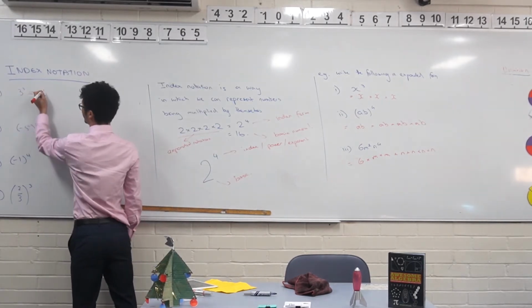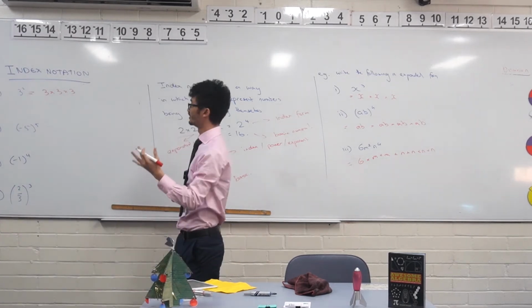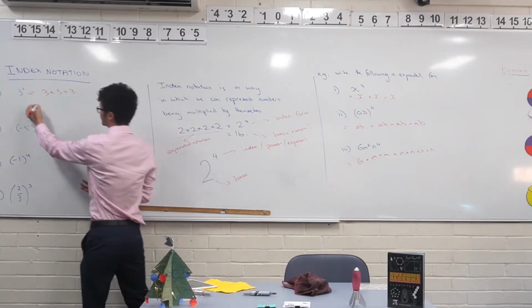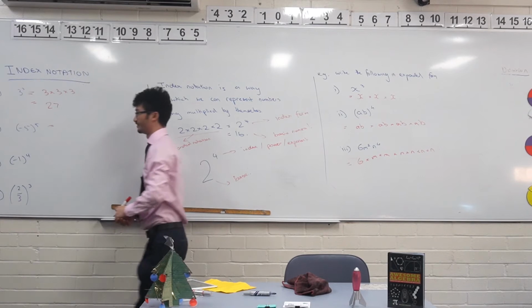So 3 cubed, we know that's 3 times 3 times 3. Remember, it's not just 3 times 3 there, right? This is saying how many times you're multiplying the number by itself. And so when you put that in your calculator, you can work it out. That's giving me 27. Right?